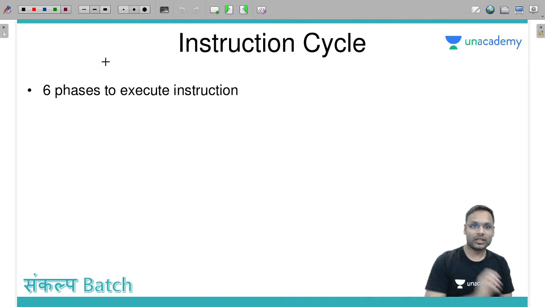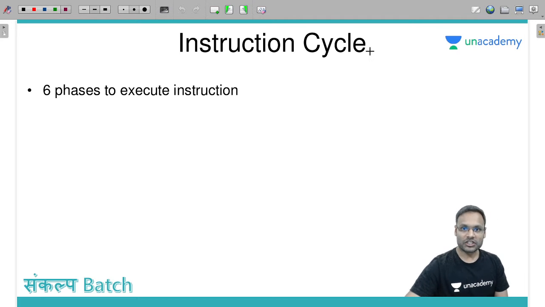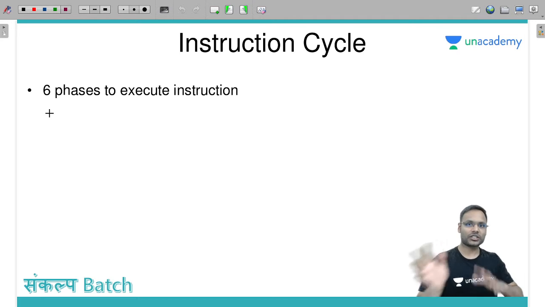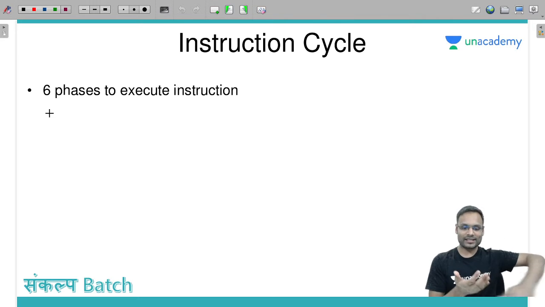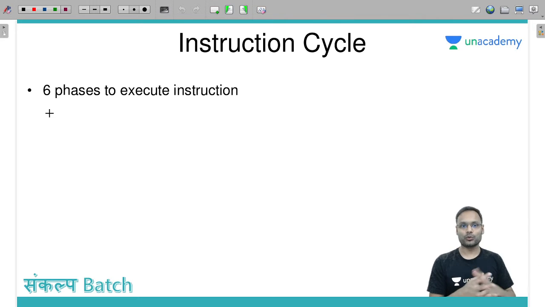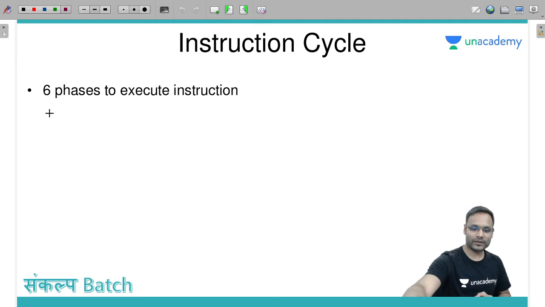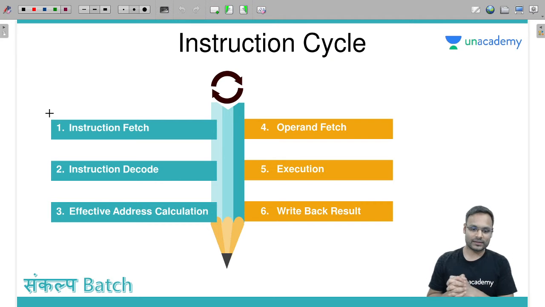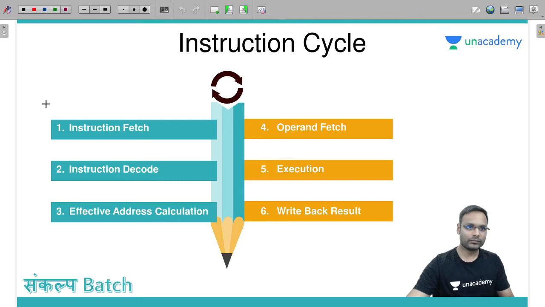Okay fine. Let's now talk about the next topic, which is this one, instruction cycle. So what is instruction cycle? To execute an instruction, there is a cycle that is used, and that particular cycle has mostly 6 phases. What are those 6 phases? Those 6 phases are: instruction fetch, then decode, then effective address calculation, operand fetch, execution, write back.